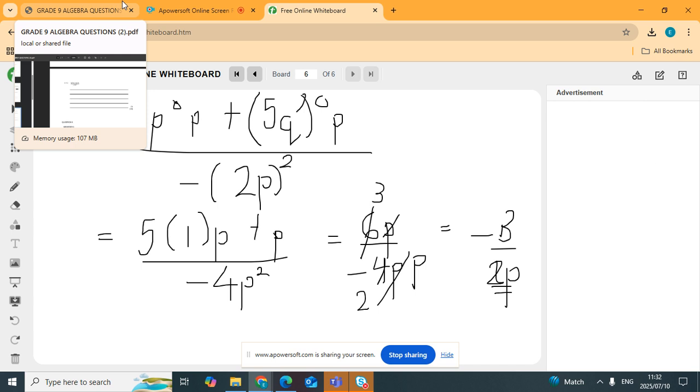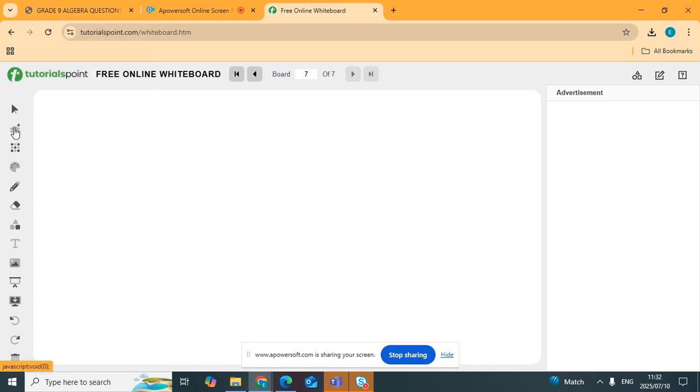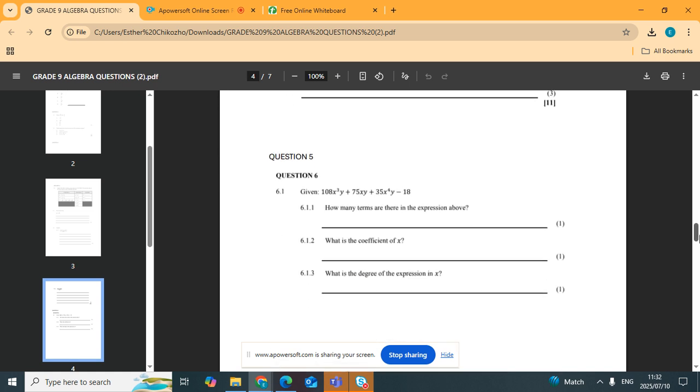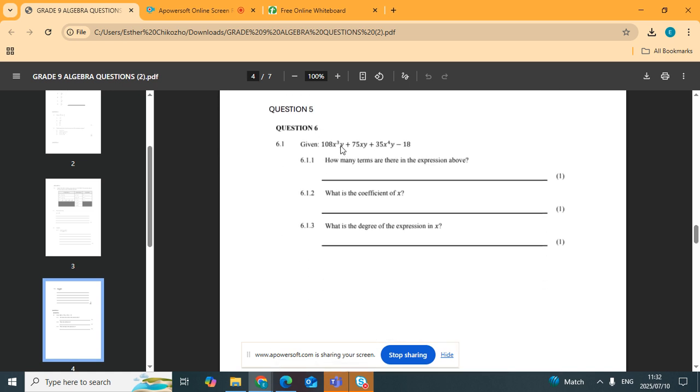Okay, now let us go on to the fifth question, which is actually going to be the last question that we're going to look at. Okay, so here is the fifth question. The first one says, given 108 x to the power of 3y plus 75xy plus 35x to the power of 4y minus 18, how many expressions are there in the expression above? So we've got 1, 2, 3, 4. It's going to be 4 expressions, right?